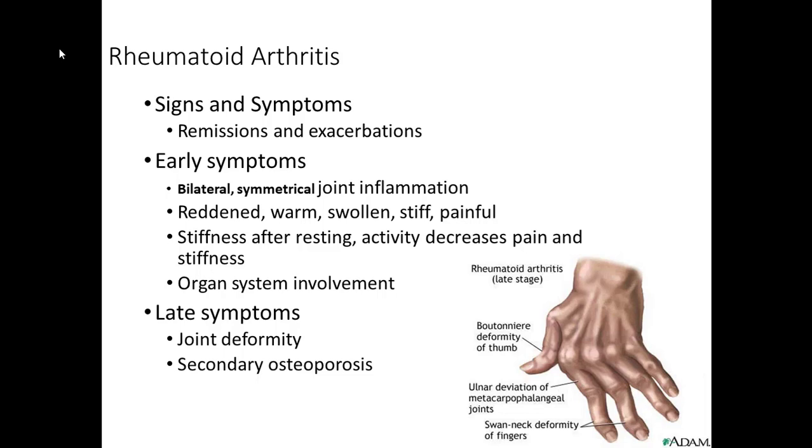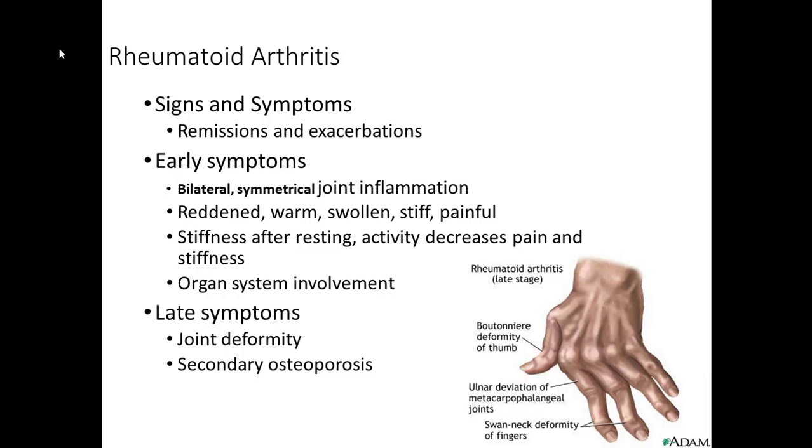So early symptoms that we're going to see: bilateral symmetrical joint inflammation. If a person is having problems with their thumb joints on the left hand, they're more than likely going to have problems with the thumb joints on their right hand. These joints are going to be red, warm, swollen, stiff, painful. Another thing that sets it apart from osteoarthritis is that once these people rest, they're going to be stiff. Once they get up and start moving around, that pain and stiffness is going to go away. So osteoarthritis is pain after they've been active, and rheumatoid arthritis is pain after they've been resting.